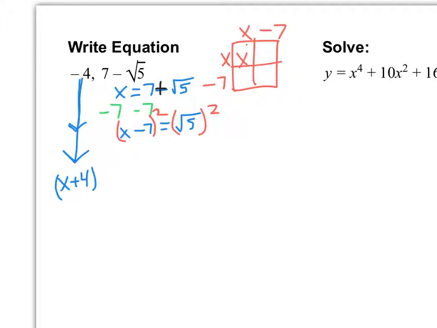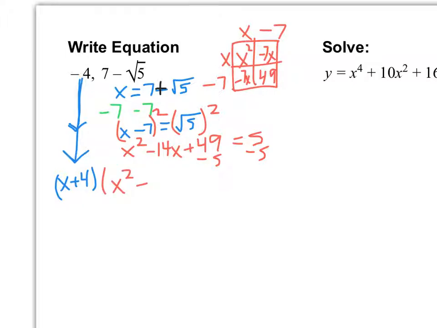Okay. X squared minus 7x, minus 7x, 49. Oh, did I give you large numbers again? Of course I did. X squared minus 14x plus 49 equals the square root of 5 squared, which is just going to be 5, and then I need to minus 5. So sorry that these are such huge numbers. 49 minus 5 is 44.